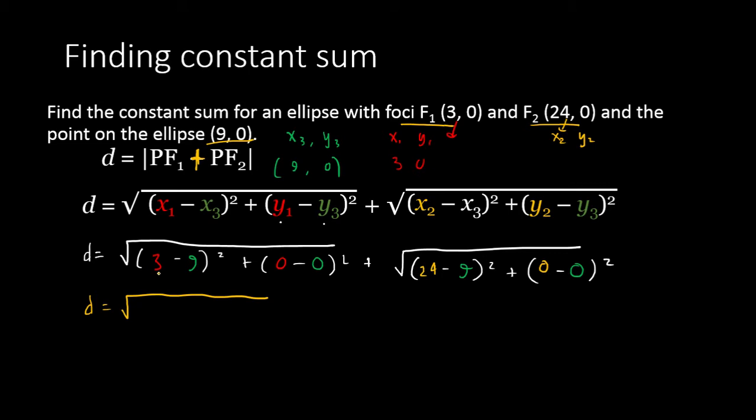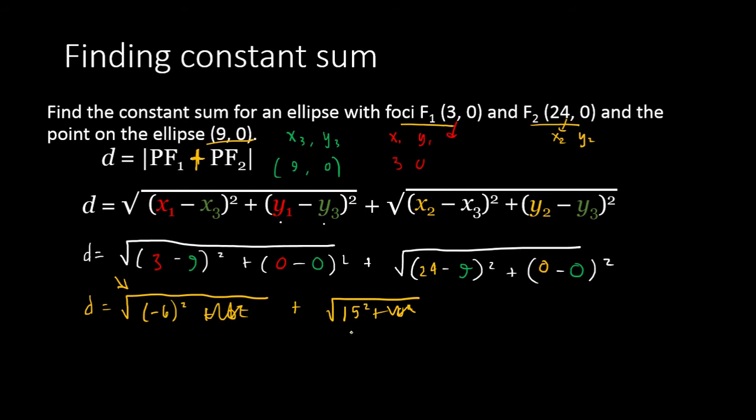So we get 3 minus 9, which is negative 6 squared. A note of caution here, remember to carry this square root with you throughout the whole problem. It's easy to accidentally drop it. That is a frequent mistake, so just watch out for it as you go. 24 minus 9 is 15. 0 minus 0 is just 0 squared. So these zeros don't really matter, right? I didn't have to write them down.